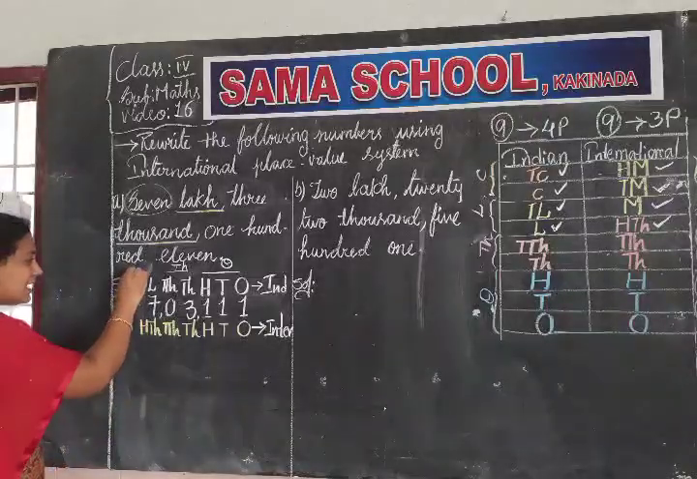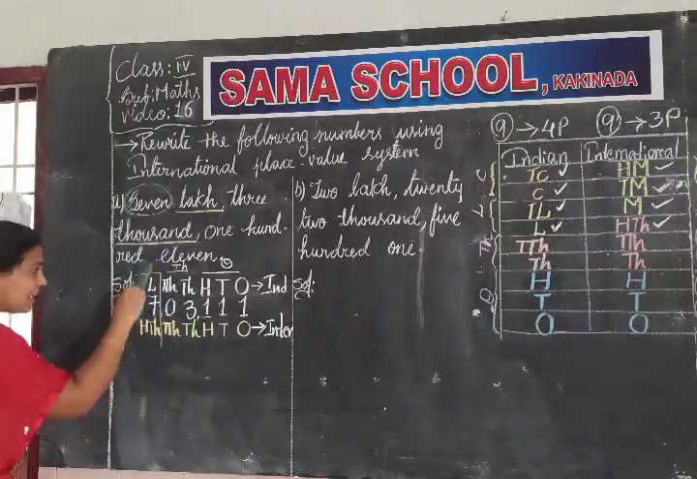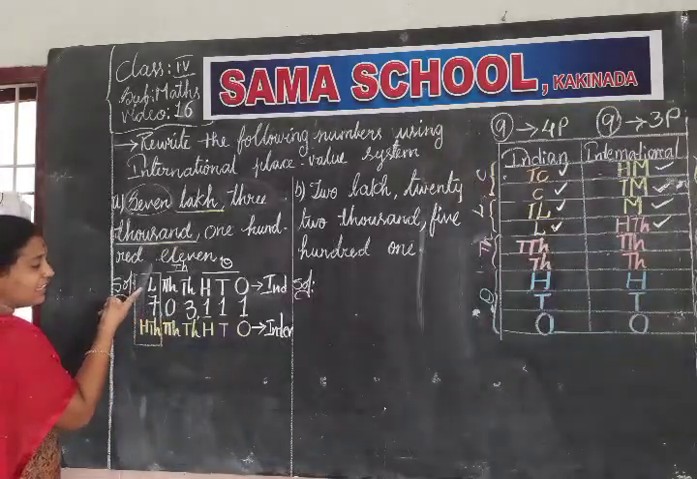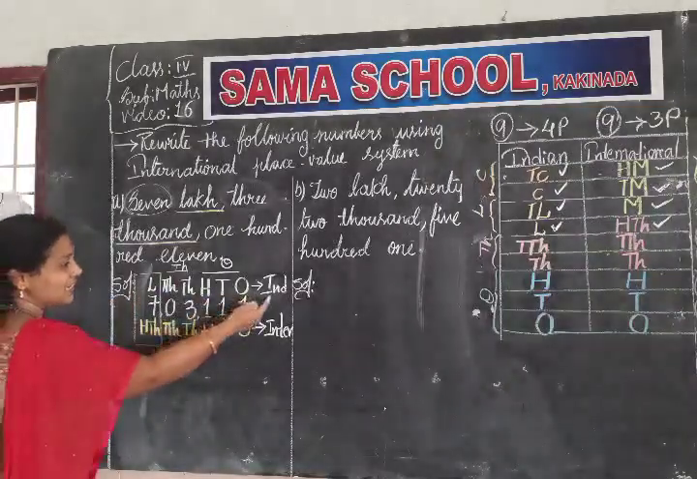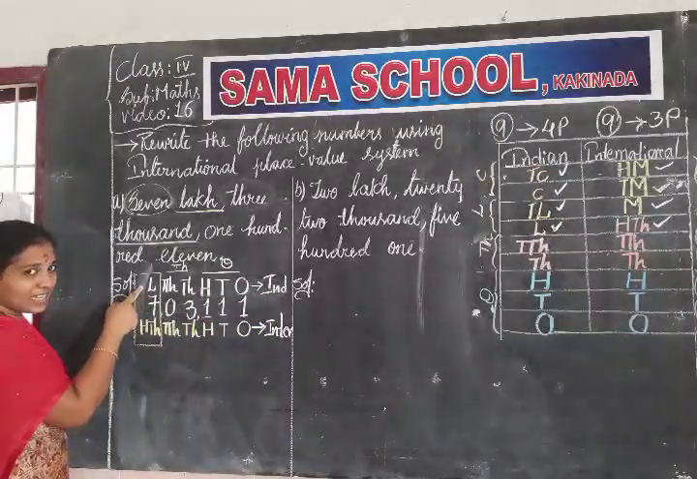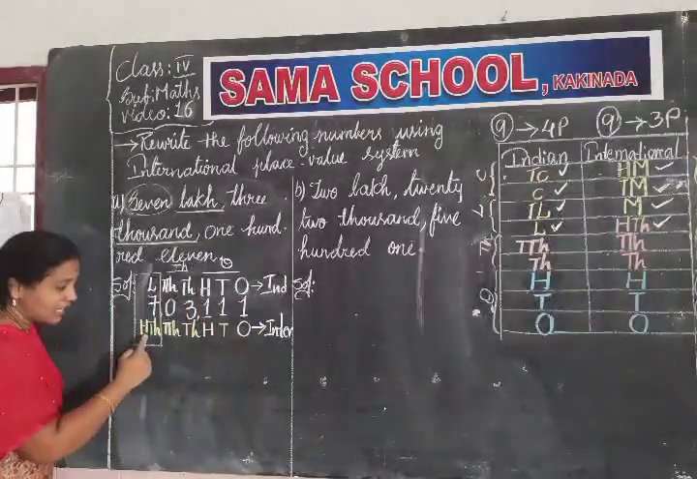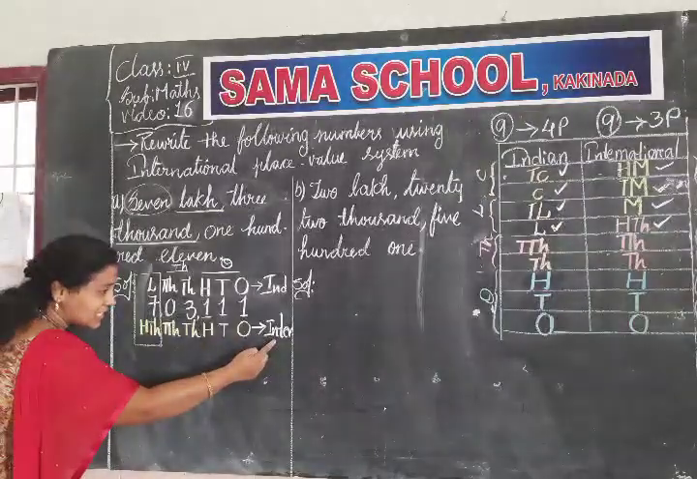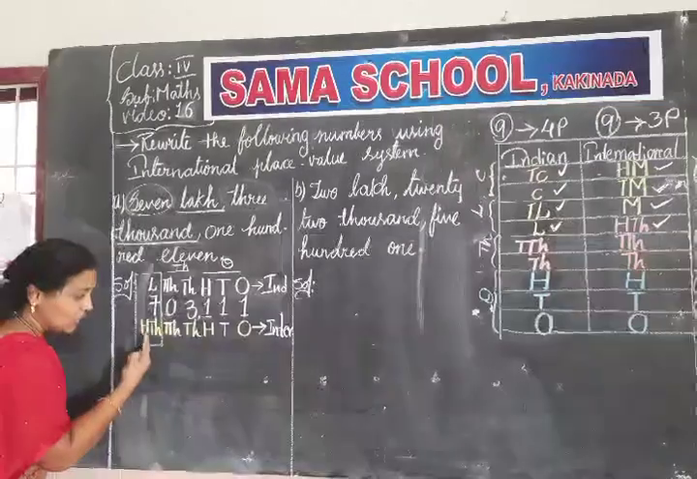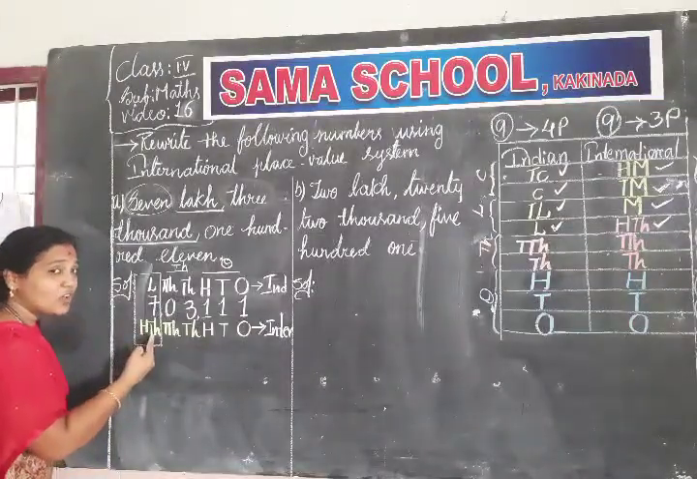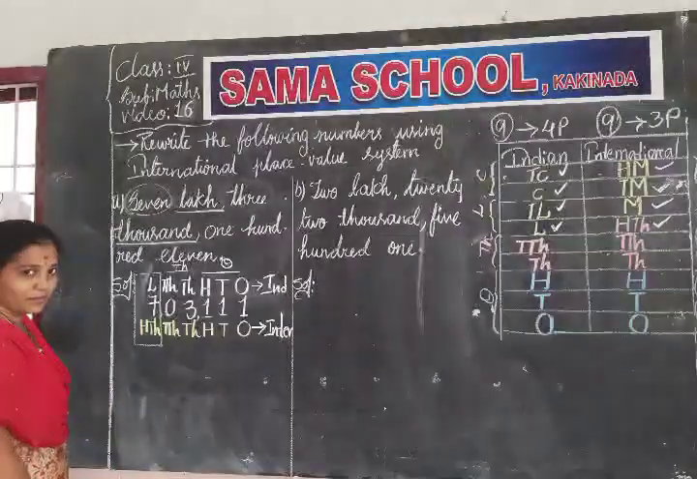So, see here, 7 is in the lakhs place in the Indian system. Here one more thing to observe: in the international system, 7 is in which place? Yes, you are right, the 100,000 place.